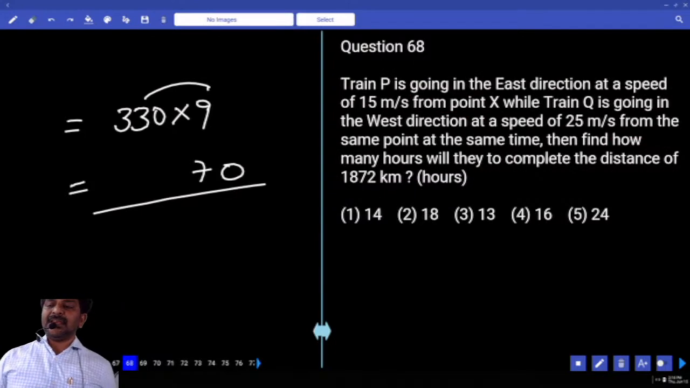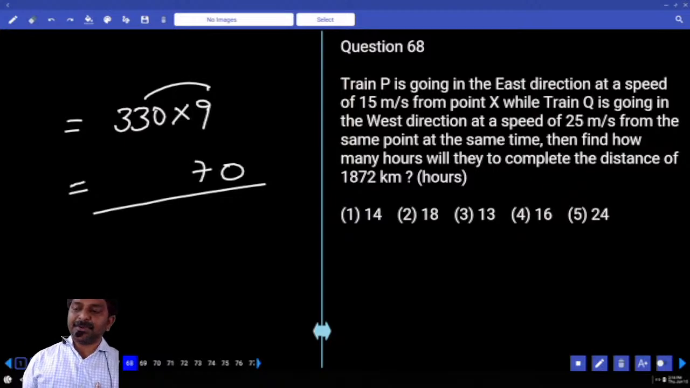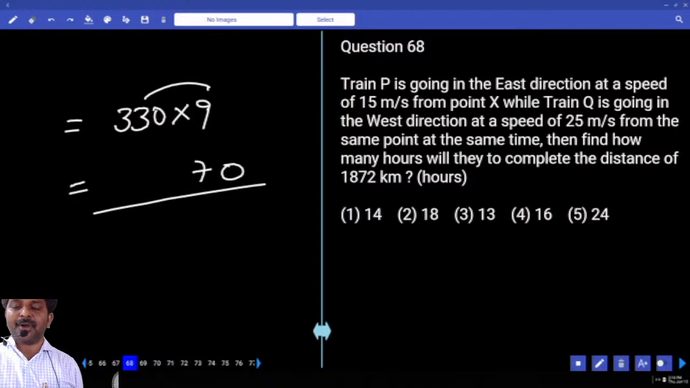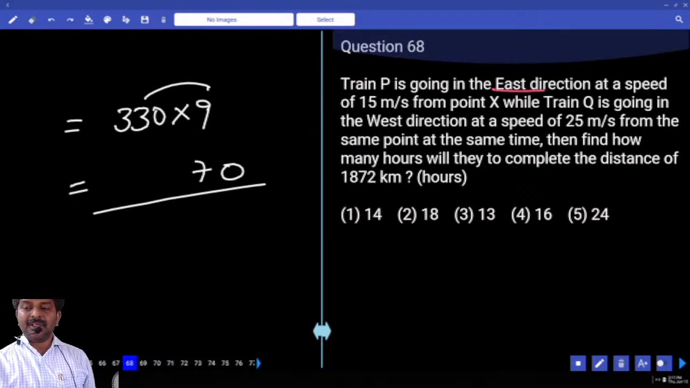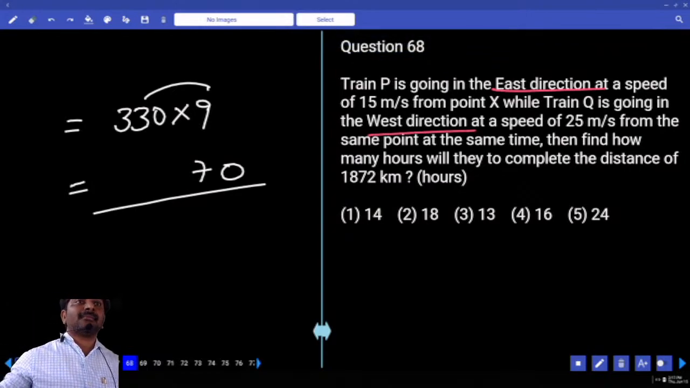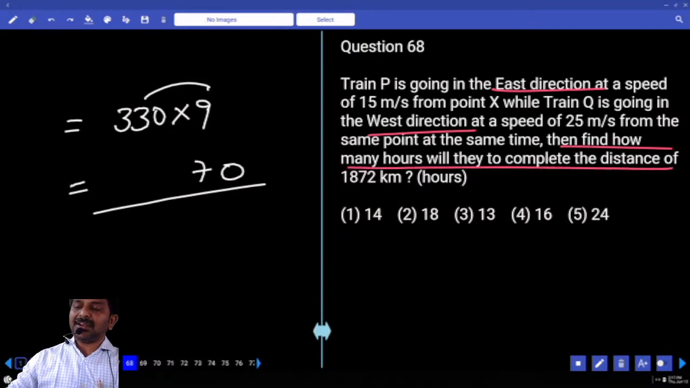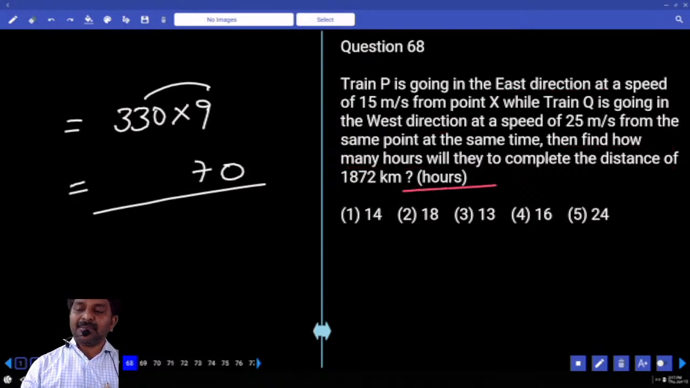Train P is going in the east direction at a speed of 15 meter per second from point X, while train Q is going in the west direction at a speed of 25 meter per second from the same point at the same time. What do they want to convey? East, west. They are moving in opposite directions from the same place, at the same time, right? Then find how many hours they will take to complete a distance of 1872 kilometers. Okay, time in terms of hours, right?